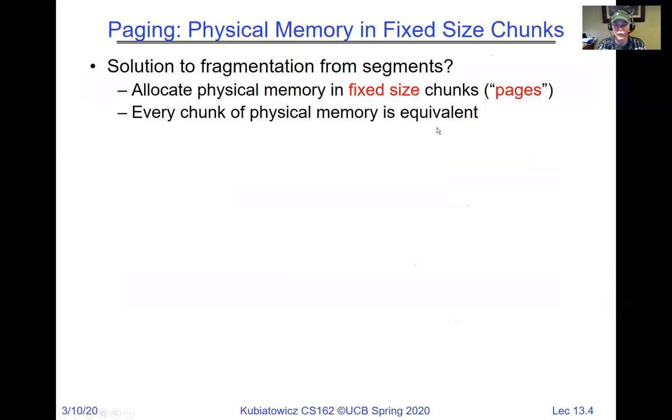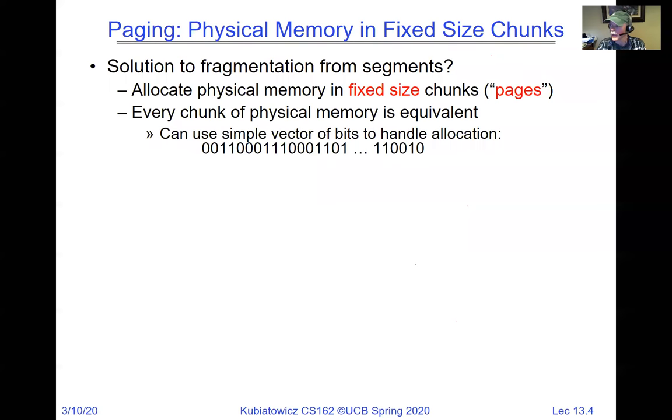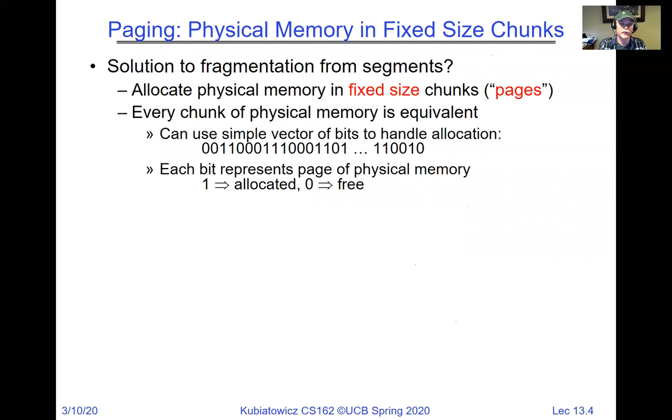And every chunk of physical memory is going to be equivalent so that we don't have to go copying around things. Since they're all the same size, we can even keep free memory as a bit vector. A zero means that the memory is free and a one means that it's allocated. We can do this because every chunk is equivalent. Each one of these might mean there's a chunk of memory in use, and each might be of some size. We'll decide what that is, but we're going to say 4K, for instance, for now.